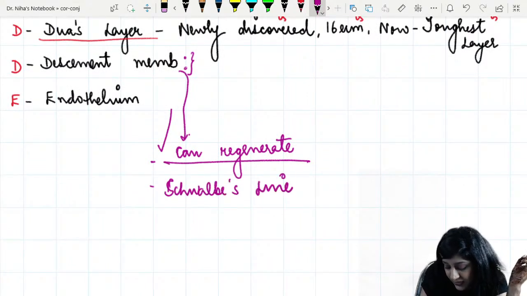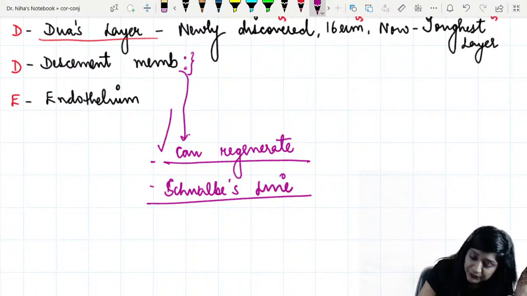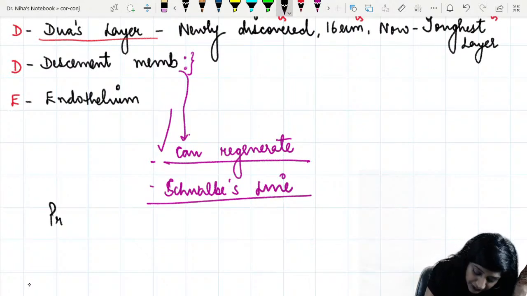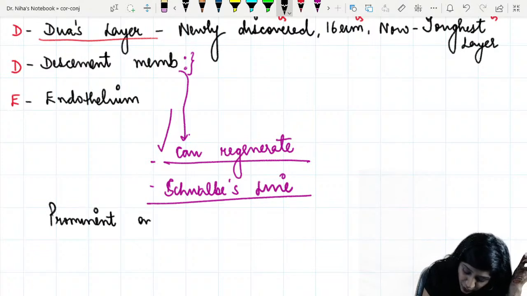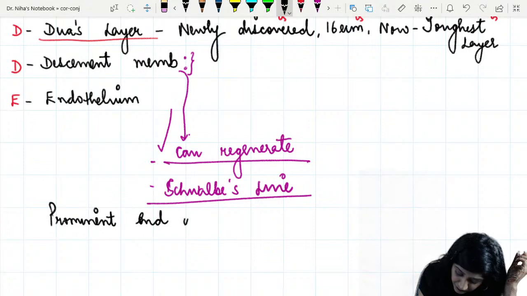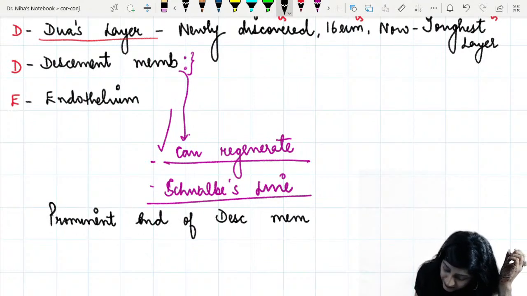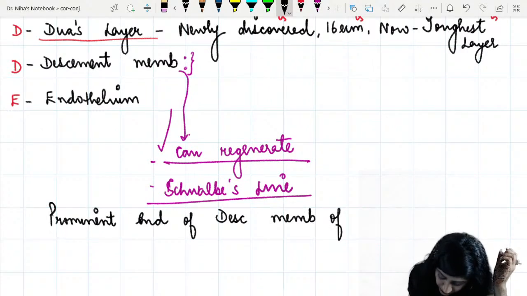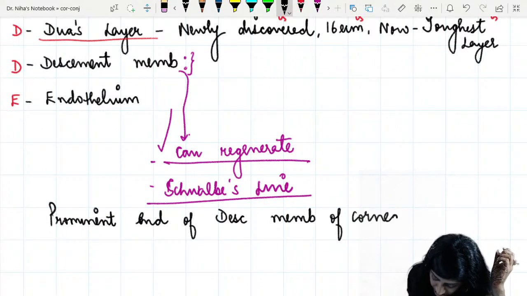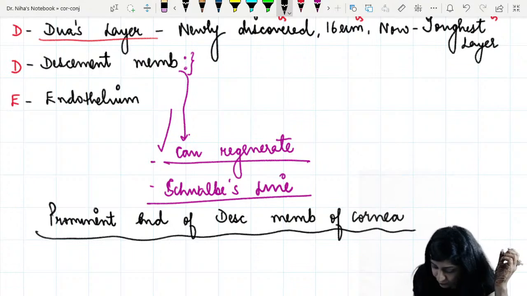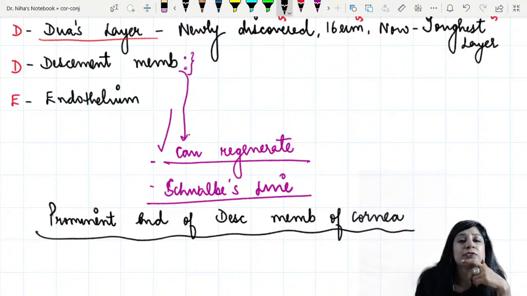Schwalbe's line is again an MCQ in itself. It is the prominent end of the Descemet's membrane of the cornea. It is the prominent end of the Descemet's membrane of the cornea.